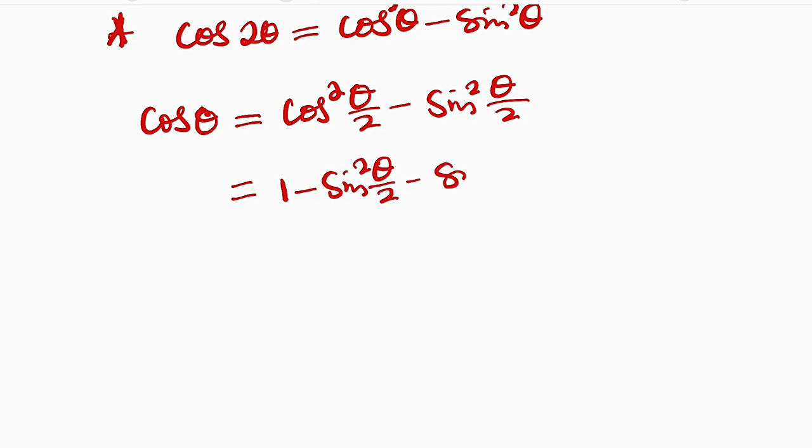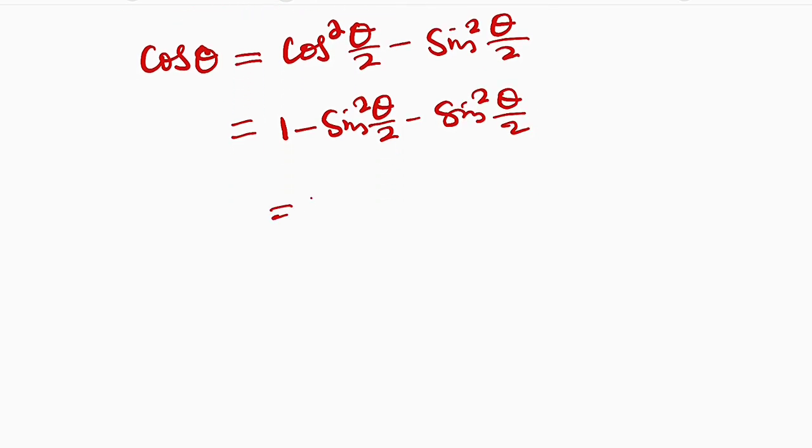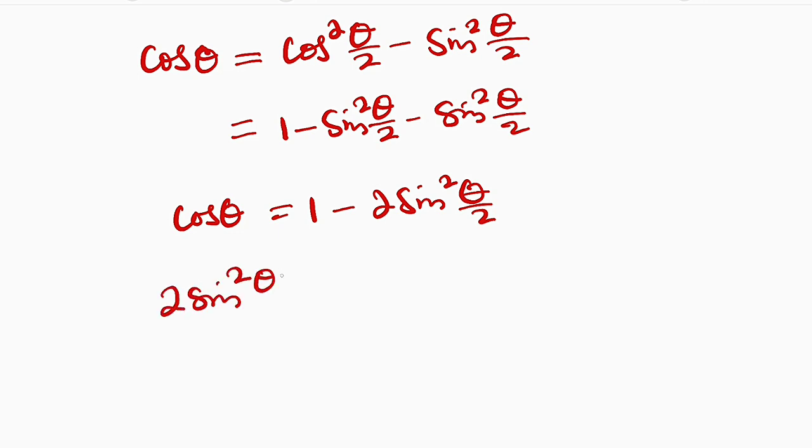Minus sine squared theta divided by 2. This is equal to 1 minus 2 sine squared theta divided by 2. Already to the left we have cos theta. If you take this one to the left, it becomes positive. So we have 2 sine squared theta divided by 2, and this is equal to 1 minus cos theta, right? If you take this one to the other side.